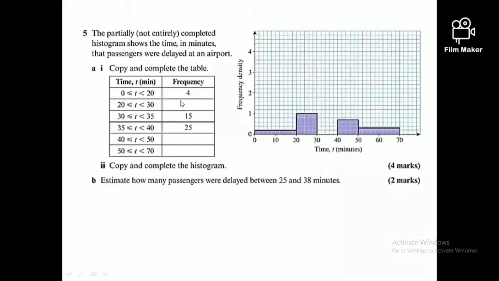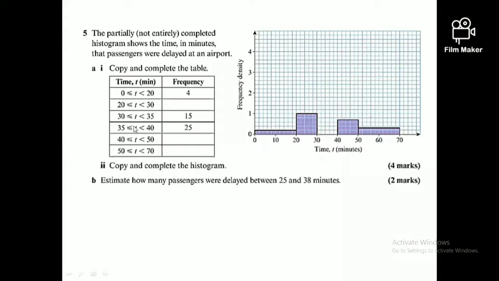I will start with this fifth question. In this fifth question, they mention the partially, not entirely completed histogram shows the time in minutes that passengers were delayed at the airport. Copy and complete the table. It's over here. You have to copy and complete the table.